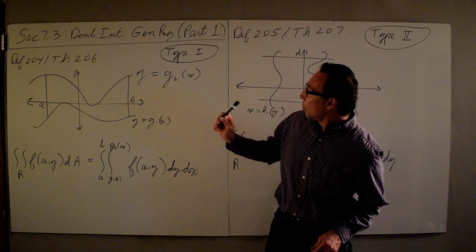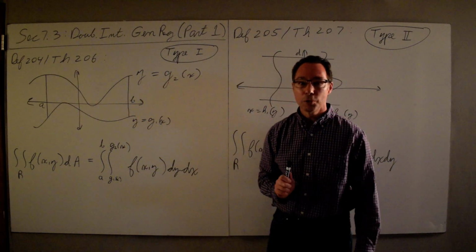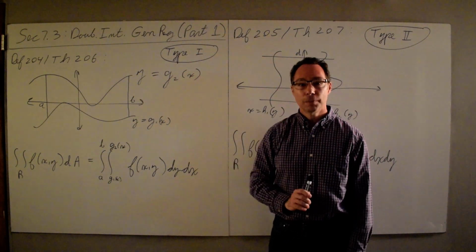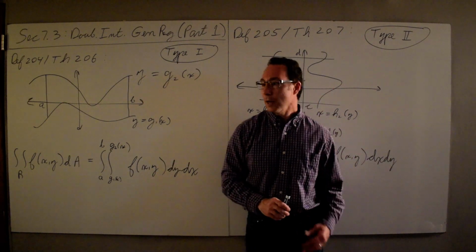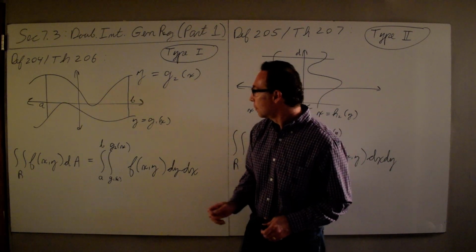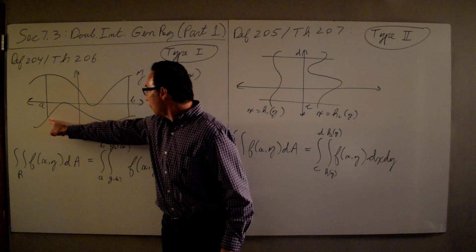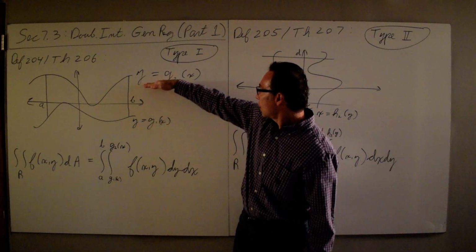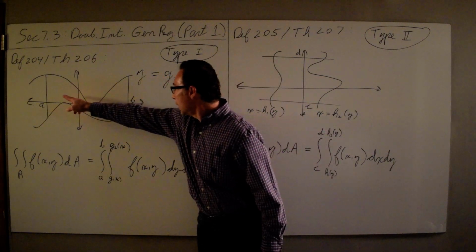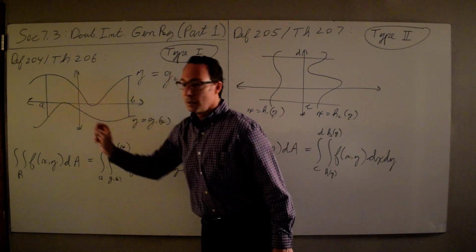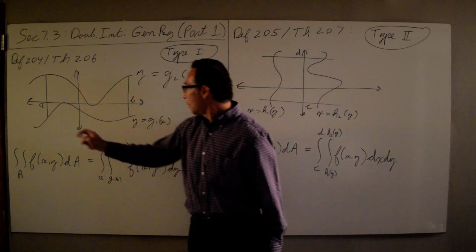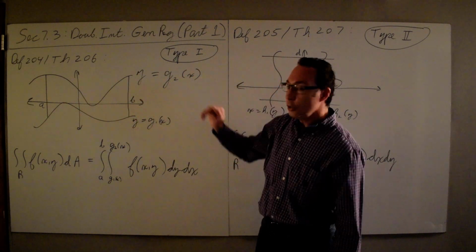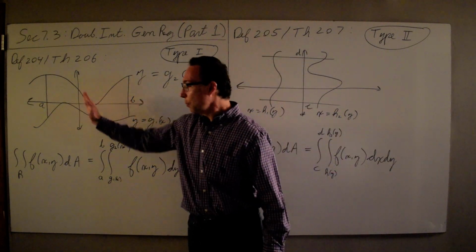Now, I'm going to look at definition 204 and theorem 206 simultaneously. We're going to look at what we call a type 1 region. Now, what is a type 1 region? That's a region R in the xy plane where the x's are bounded between a and b and the y's are bounded between two functions of x. So all of the points we have here in this region R, these are the points in the xy plane where the x's are between a and b and the y's are between g1 of x and g2 of x. And this is called a type 1 region.